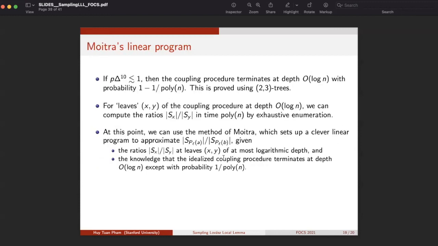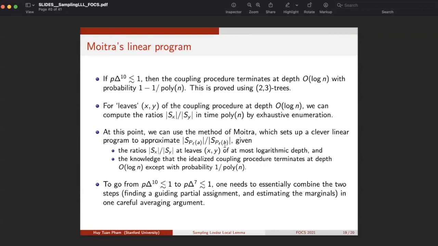So the main step in the analysis is to prove that the coupling procedure actually terminates at logarithmic depth with high probability. This is again using 2-3-3. And we can also prove that for the leaves X, Y of the coupling procedure, so at the two partial assignments where it terminates at a logarithmic depth, we can compute exactly the ratio F_X over F_Y in polynomial time by exhaustive enumeration. And given these two inputs, we can now set up the clever linear program of Moitra and obtain our approximation of S_PL(A) over S_PL(B).